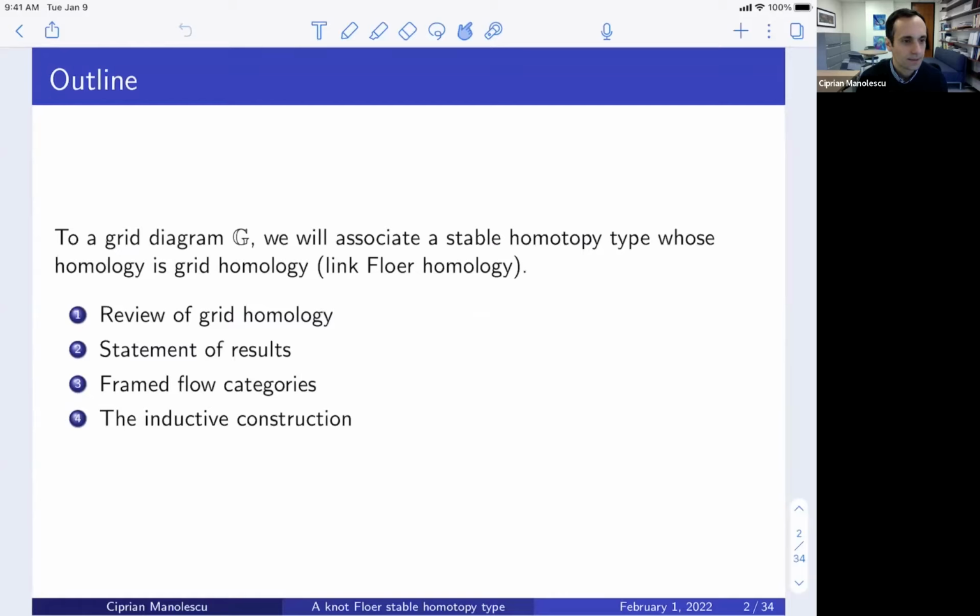I will start the talk with a review of grid homology, then the statement of results, and then three and four are explaining the constructions, which is based on framed flow categories, an old idea due to Cohen, Jones, Segal. So I will review what those are, and then I will explain the inductive construction of the framed flow category in this case.